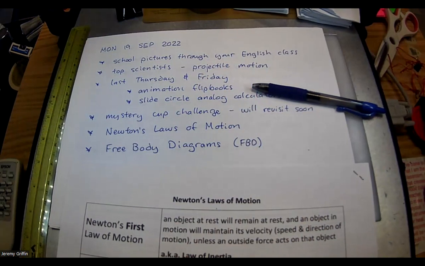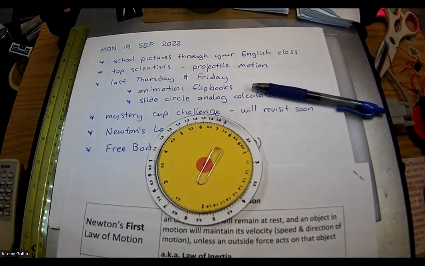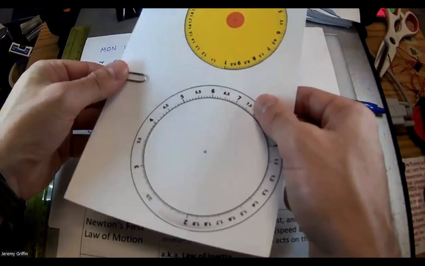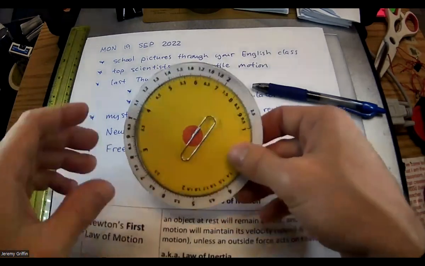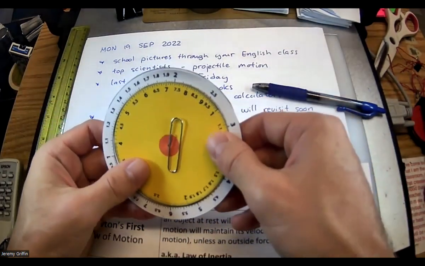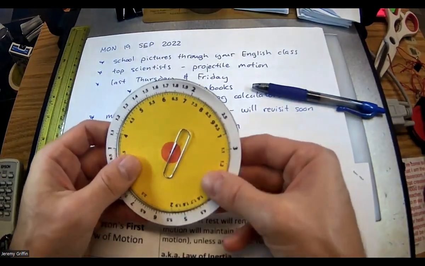The other thing, one of the materials I left you with your covering teachers, were these analog calculators. You had a template and a paper clip. If you want to see the full demonstration explanation of how this works, I made a recording back on Friday, so you can catch that in Google Classroom. But I'll give you a quick rundown.